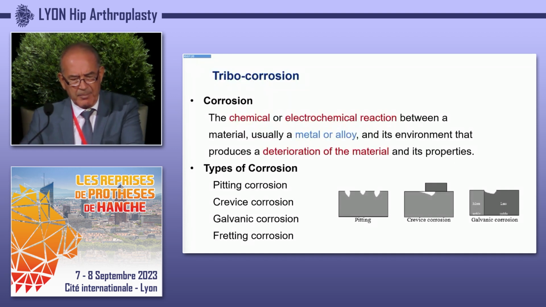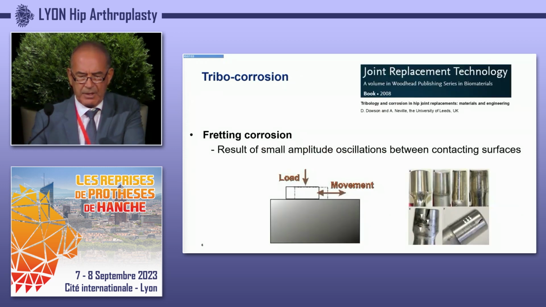So what is corrosion? It is a chemical or electrochemical reaction between a material, usually a metal or alloy, and its environment that produces deterioration of the material and its properties. Here you see the types of corrosion: pitting, crevice, galvanic, and fretting corrosion.